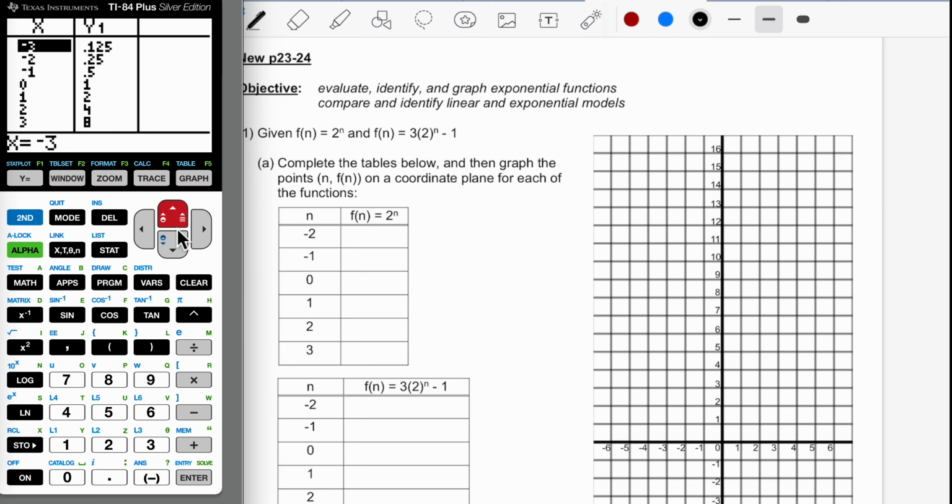So I'm going to start off at -2. -2 gives me 1/4, 0.25. -1 gives me a 0.5. 0 gives a 1. 1 gives a 2. 2 gives a 4. And 3 gives an 8.